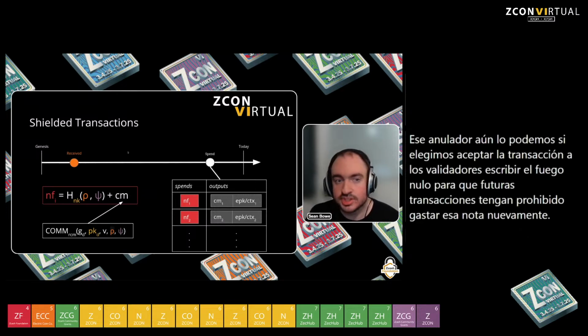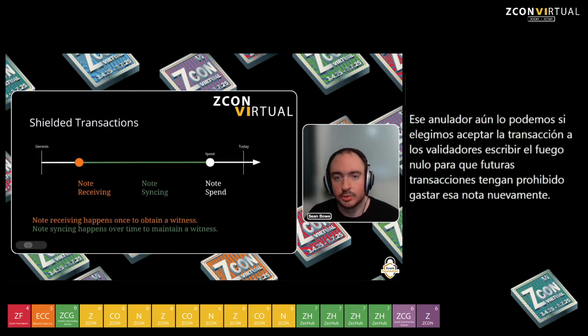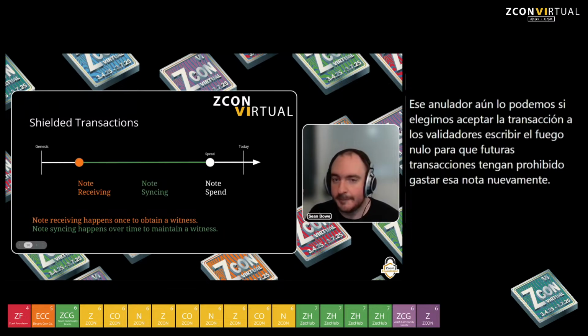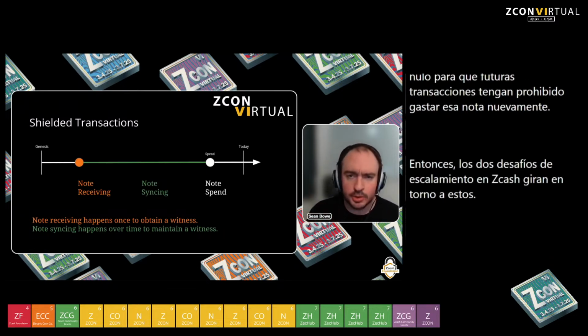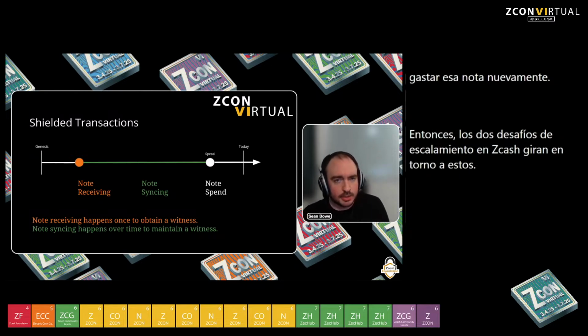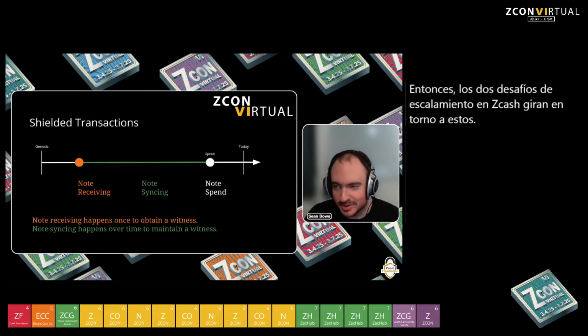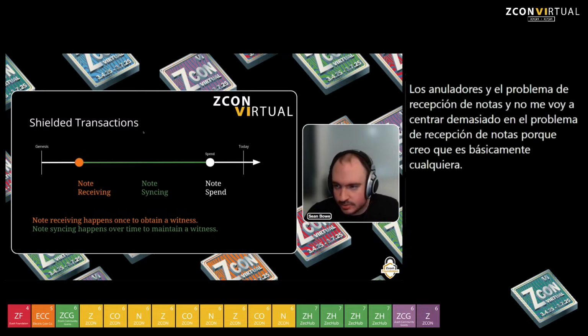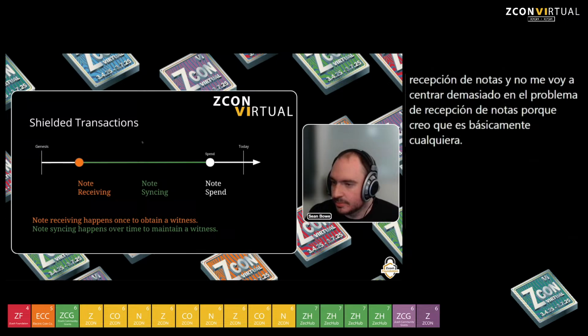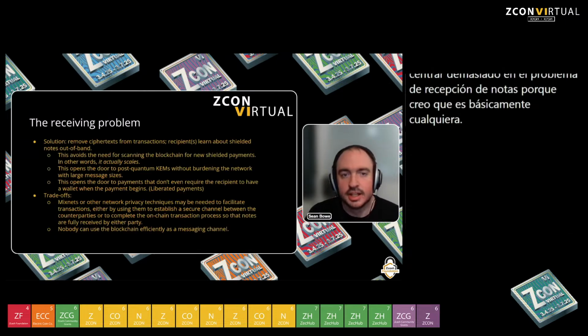So the two scaling challenges in Zcash revolve around these nullifiers and the note receiving problem. And I'm not going to focus too much on the note receiving problem because I think basically anyone who's looked at it understands what we need to do to resolve it. And there's a lot of different options to resolve it.